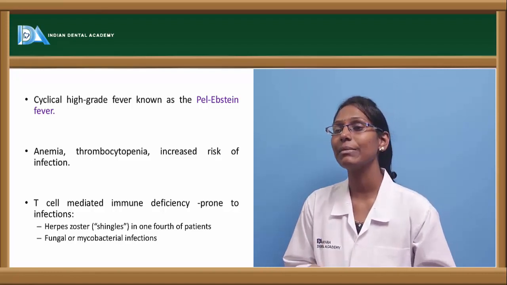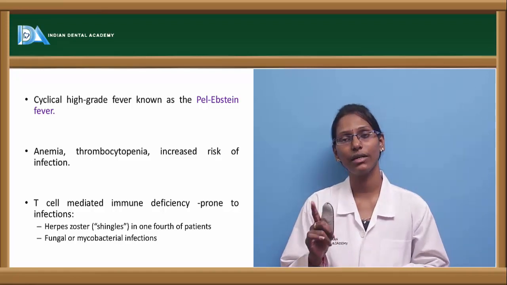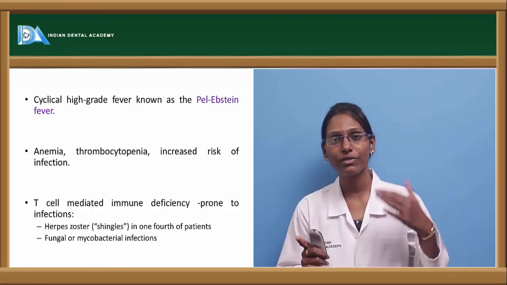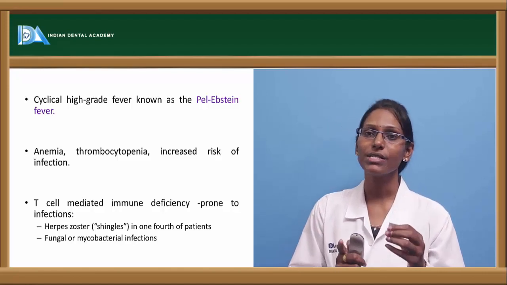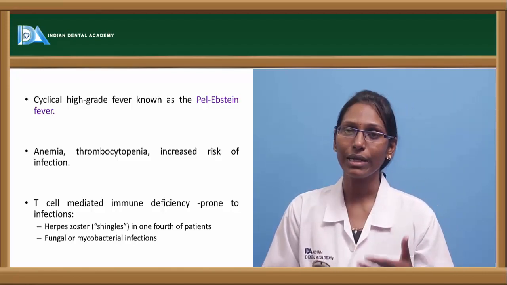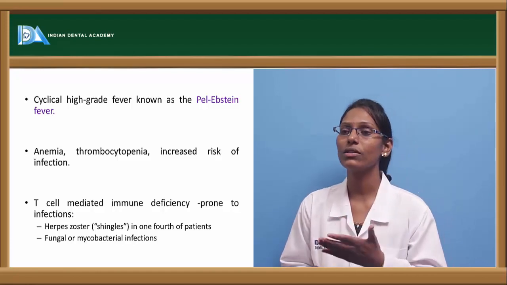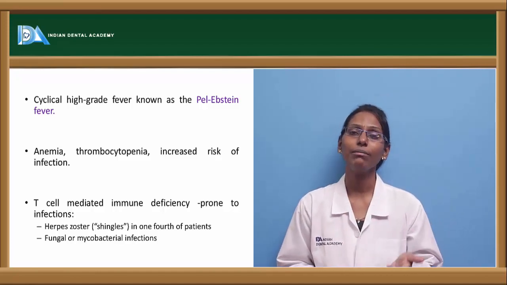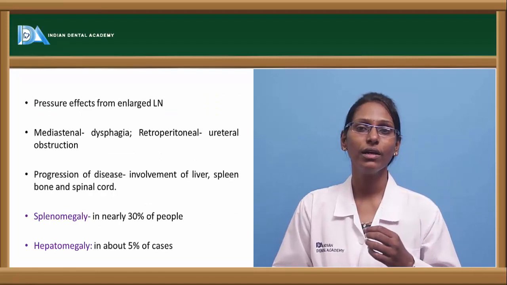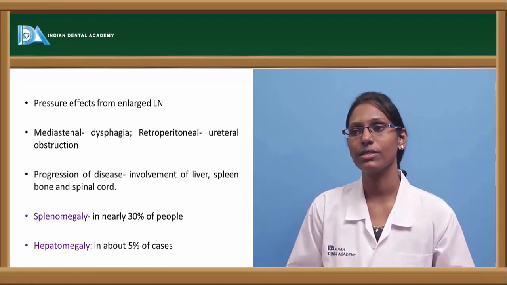There is also T-cell mediated immune deficiency. Because of this immune deficiency, patients are prone to infections such as herpes zoster, and also to fungal and mycobacterial infections, which are one of the key features of Hodgkin's lymphoma.